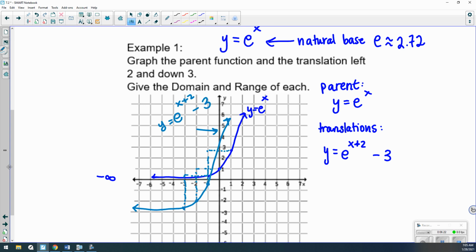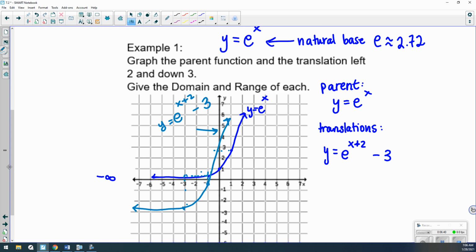Okay, I'm going to erase some of this junk. This looks messy. All right, we kind of cleaned that up. So that's how we would translate an exponential function.